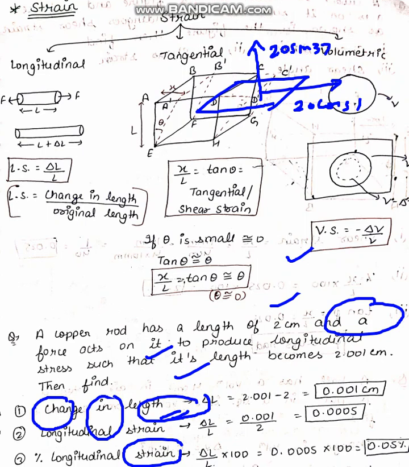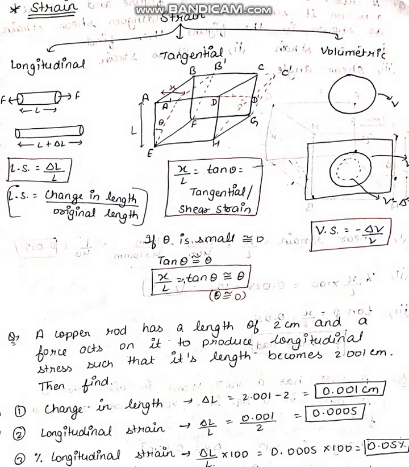Then again we have questions based on strain. Similarly, strain is also of three types: longitudinal, tangential and volumetric. Longitudinal strain: suppose the length is L, and on stretching its length becomes L plus delta L. So longitudinal strain is delta L by L, that is, the ratio of change in length to original length.